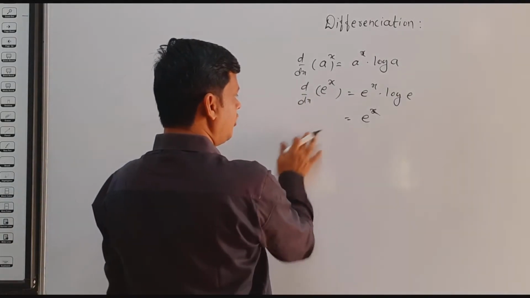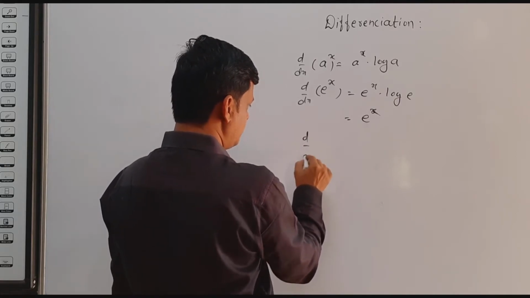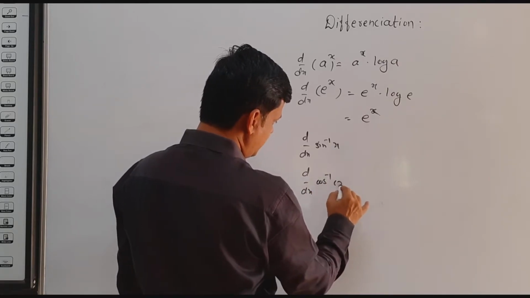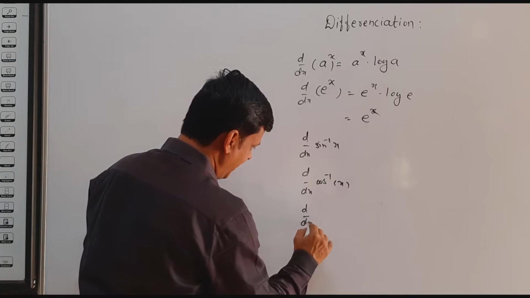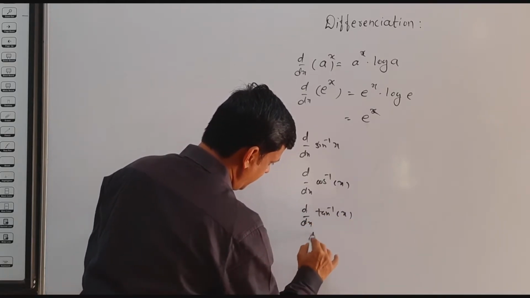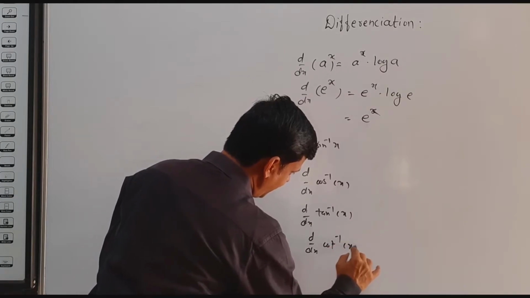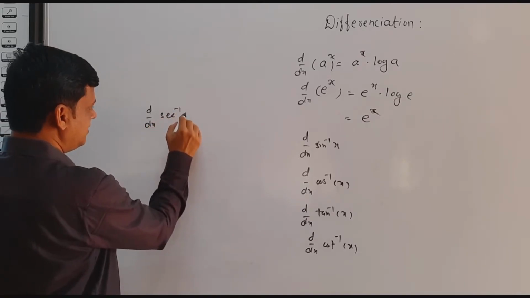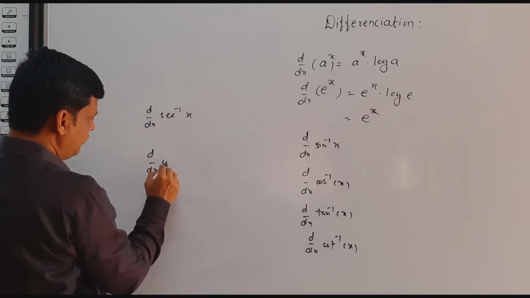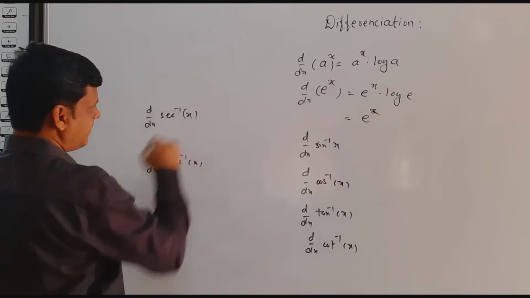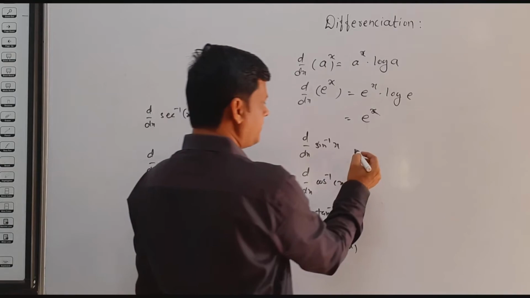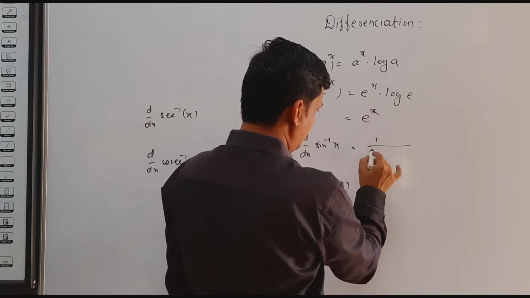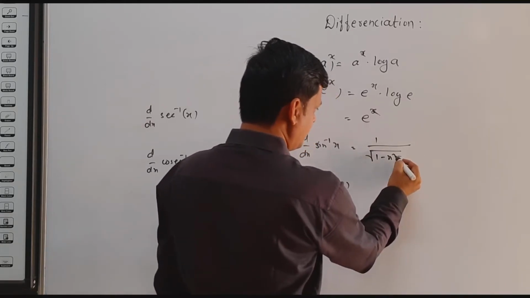Then the derivatives of inverse trigonometric functions. d by dx of sin inverse x, d by dx of cos inverse x, d by dx of tan inverse x, d by dx of cot inverse x. Then the last two are d by dx of sec inverse x and d by dx of cosec inverse x. Now here the derivative of sin inverse x is 1 upon under root 1 minus x square.